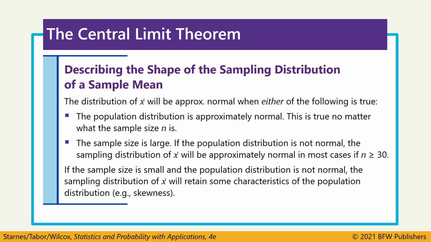So our sampling distribution will be approximately normal when either of the following is true. To start, if the population distribution is approximately normal, we're going to have an approximately normal sampling distribution regardless of what the sample size is. So we could have a sample that's really small, say 2 values. We will still get something that's unimodal and bell-shaped.